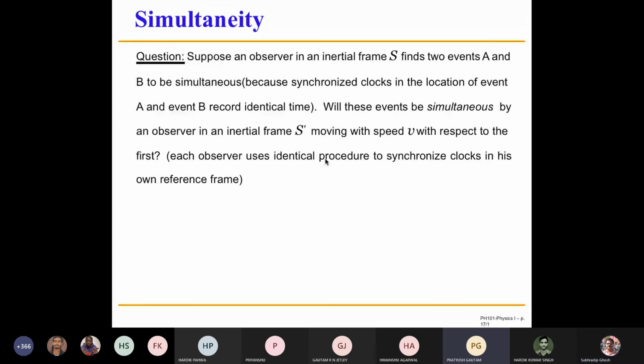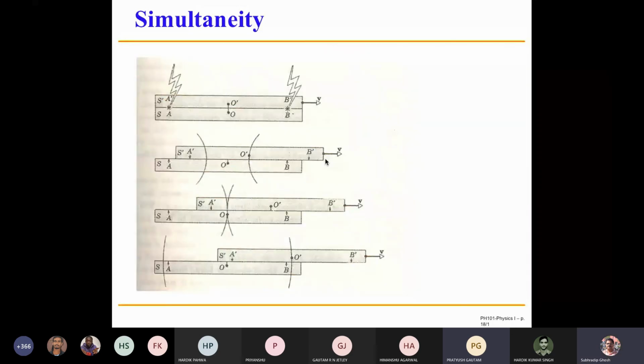Let's examine that with a very simple kind of experiment. So here is the situation you see in this picture. There are rods, meter scales. So I have the S frame and the S prime frame. They have their own meter sticks and synchronized clocks. Each one of them has synchronized their clocks in their own frame. Now, what are the events that we are going to record? Two lightning bolts strike the ends of these rods at points A and B in the S frame and A prime and B prime in the S prime frame, and leave permanent marks.